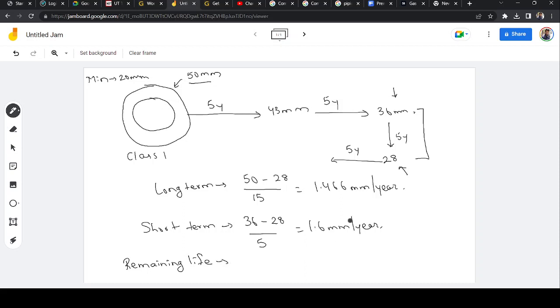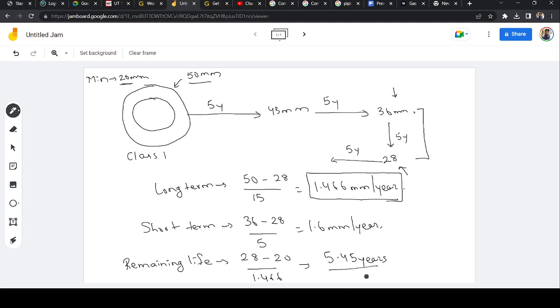Now let's assess the remaining life with the help of a long-term corrosion rate. This will give me the remaining life for the piping. The minimum thickness required is 20 mm, and the thickness of the pipe now is 28. A long-term corrosion rate of 1.466 is happening. So the answer is going to be 8 divided by 1.466, which is going to be 5.45 years.